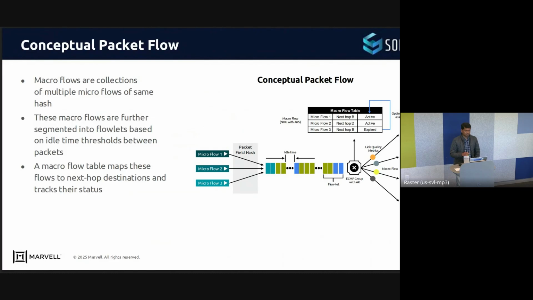Most of you may be very familiar with this diagram. I don't want to deep dive into it, but I'll touch on the high level just to set the context of the topic for today. Jeff already covered macro flow, flowlets, and the micro flow. On the right side of the picture, there are three micro flows forming a macro flow that is further divided into flowlets based on the configured idle time. And there is a macro flow table that tracks the micro flows, maps them to the next hop destinations, and tracks their status.